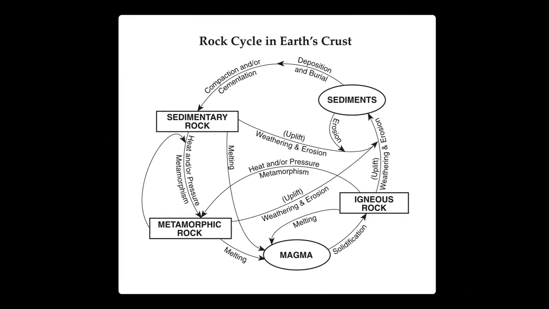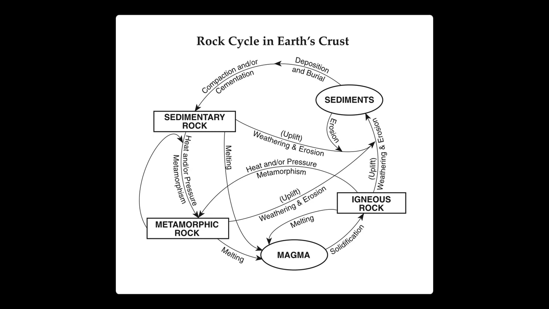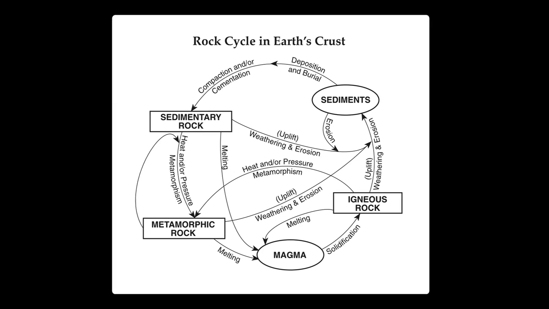Okay, let's take a quick look at the rock cycle. Here's a diagram showing the rock cycle in the Earth's crust. This particular diagram can be found in the New York State Earth Science Reference Tables. What it shows are the different types of rocks and how they can change over time. Let's go through a quick example.